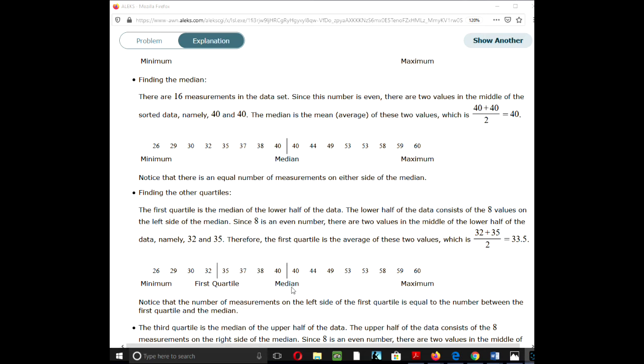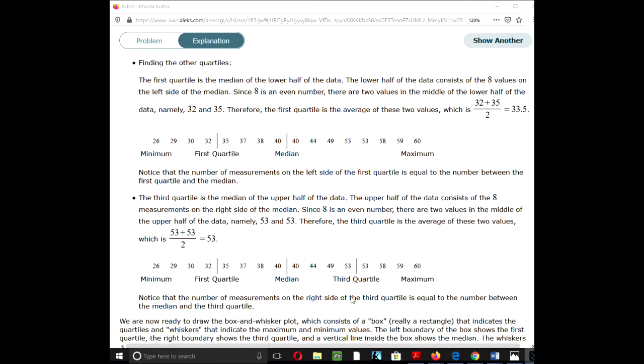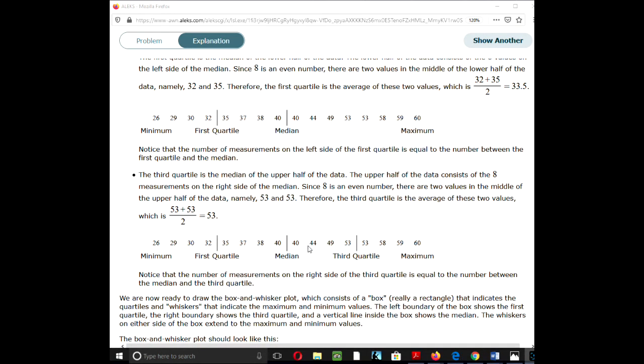We'll do the same thing on the other end. We have 1, 2, 3, 4, 5, 6, 7, 8, so 8 numbers, and as you can see here we have 53 as the middle numbers, with 3 numbers on either side. We add those two numbers up and divide by 2, and that gives us a third quartile of 53.